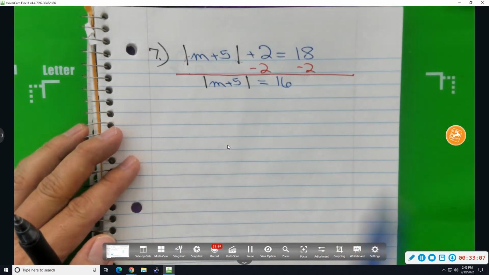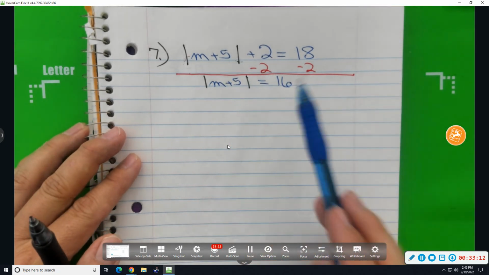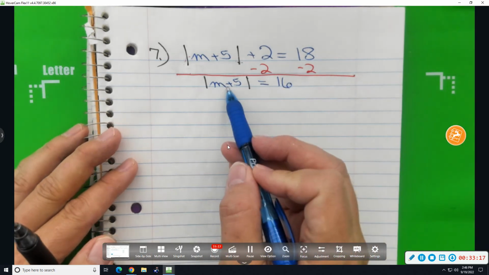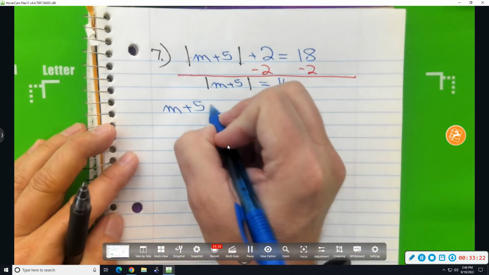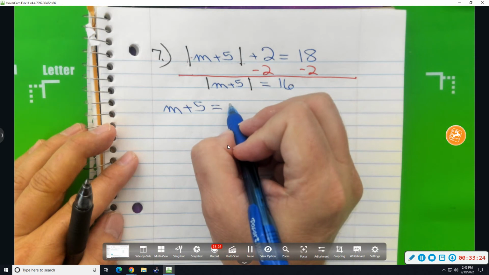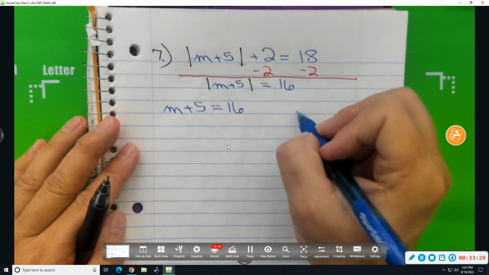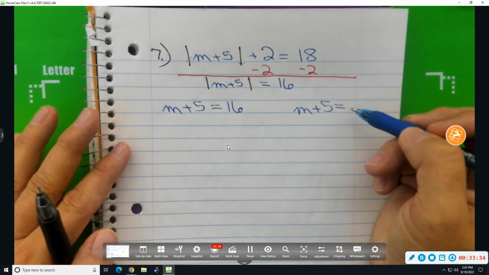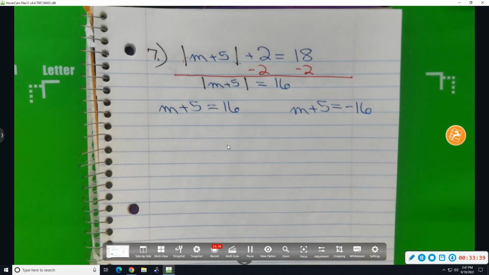18 minus 2, what have we got over here? 16. And now, this is in the desired form. We have an absolute value on one side equaling a positive number on the other. That means that the stuff inside those absolute value bars, m plus 5, m like money, has to equal positive 16, or negative 16.